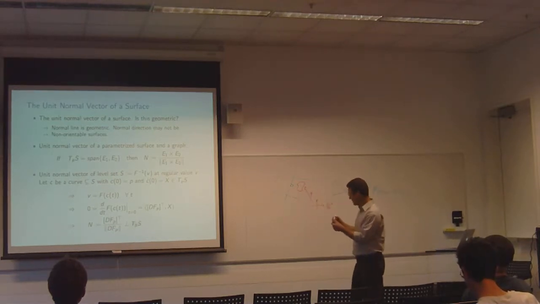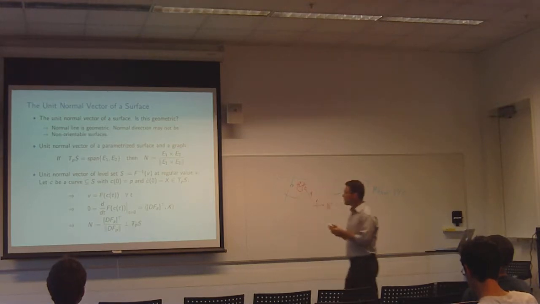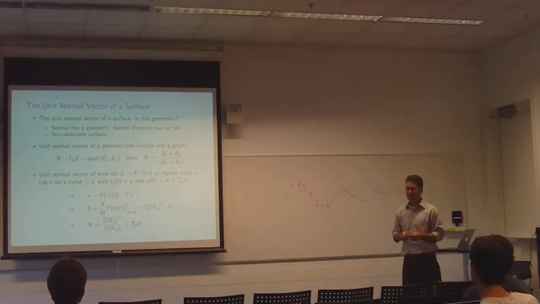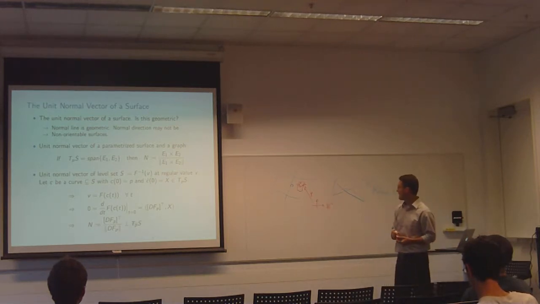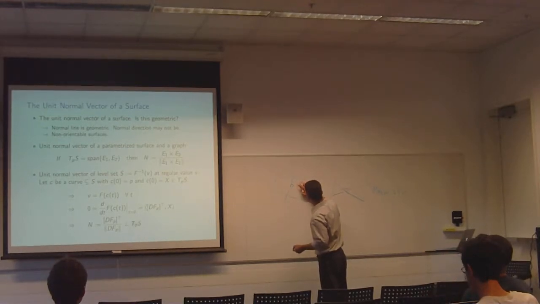There's some parameterization. Then you can always get your hands on some vectors, E1 and E2. You can always get your hands on some tangent vectors. If you have a local parameterization of the surface, you can get your hands on some tangent vectors. And then once you have the tangent vectors, the unit normal vector field is just the cross product of the tangent vectors divided by their length.